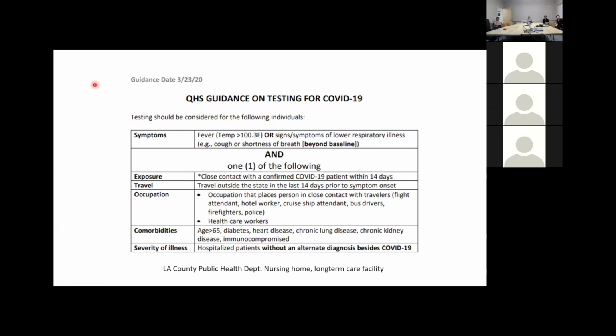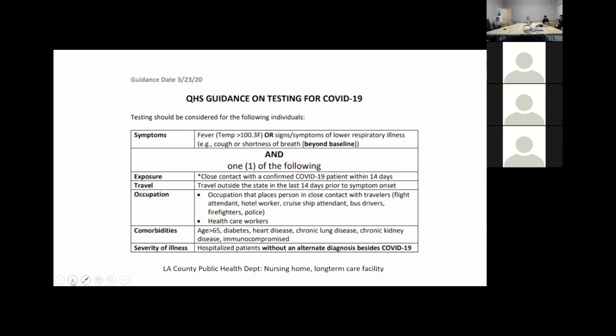So right now, not everybody should be tested. The reason for that is that we don't have a wealth of testing materials. In Hawaii, we're actually coming very late to the game in terms of getting access to the tests.